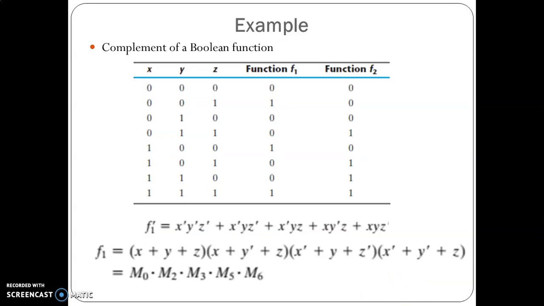Now let us try to complement this Boolean function. So to find the complement of the Boolean function, we have to write what is f1 bar.